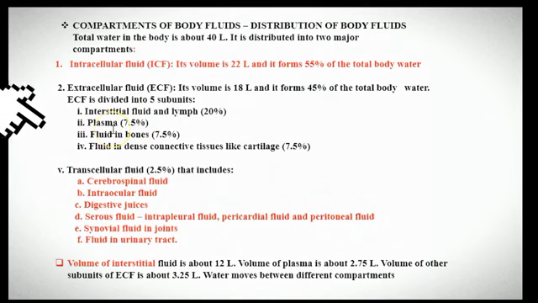Two, we have plasma. Three, we have what? Fluid in bones. If we are talking about fluid in bones, we are talking about the bone marrow, which is used for the production or synthesis of white blood cells, red blood cells, and platelets. Okay? And also we have the fourth, fluid in dense connective tissue, like what? Cartilage.